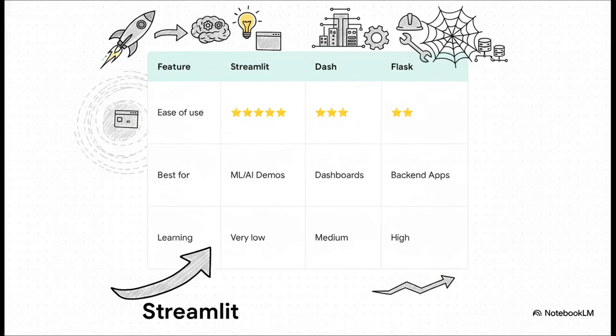See, a tool like Dash is fantastic for complex production-level dashboards, and Flask is a super powerful framework for building a full-on web application. But Streamlit, it is in a league of its own when it comes to pure speed and simplicity. Its sweet spot is for prototypes and getting those ML and AI demos out the door faster than anything else on the market.